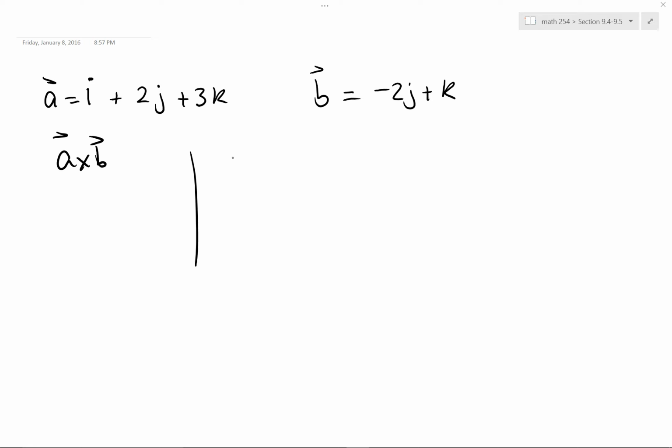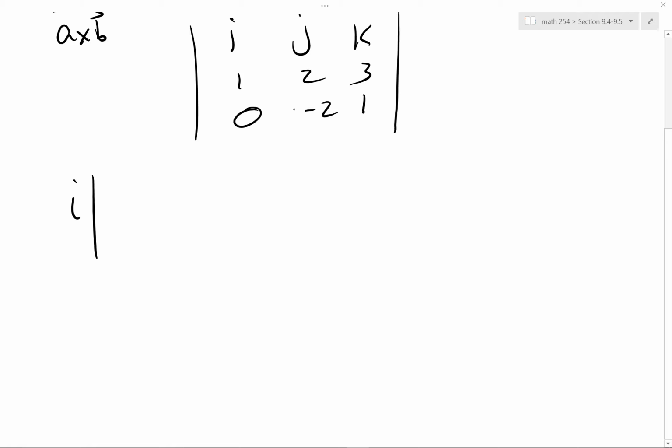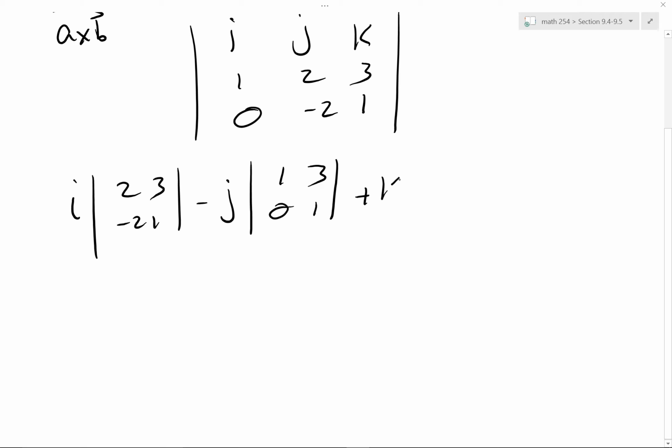So suppose you were given the following. A is equal to i plus 2j plus 3k, and let's let B equal negative 2j plus k. Okay, so if I want to do A cross B, i, j, k, 1, 2, 3, 0, negative 2, 1. So i, and then we're going to take these bottom four down here, so 2, 3, negative 2, 1, minus j. So get rid of this column here. So it's 1, 3, 0, 1. Plus k, 1, 2, 0, negative 2.